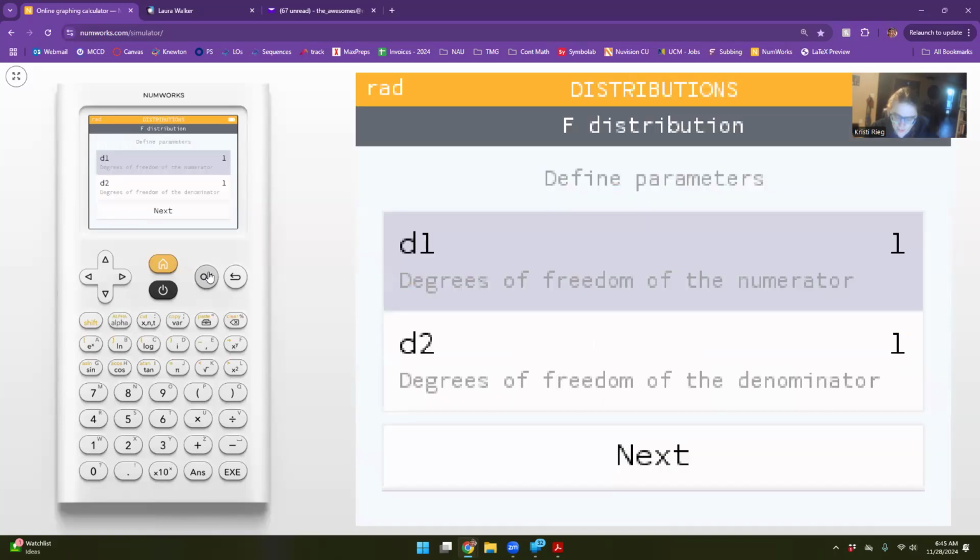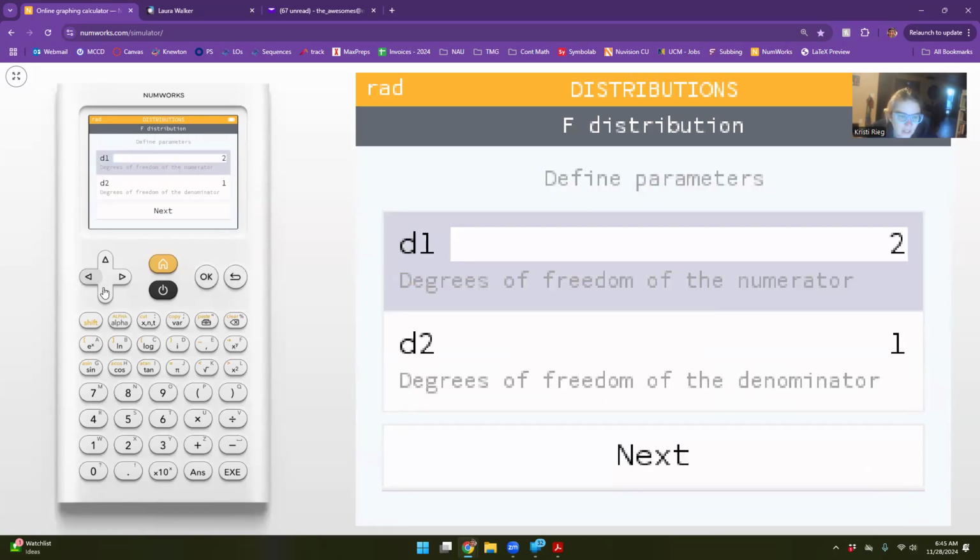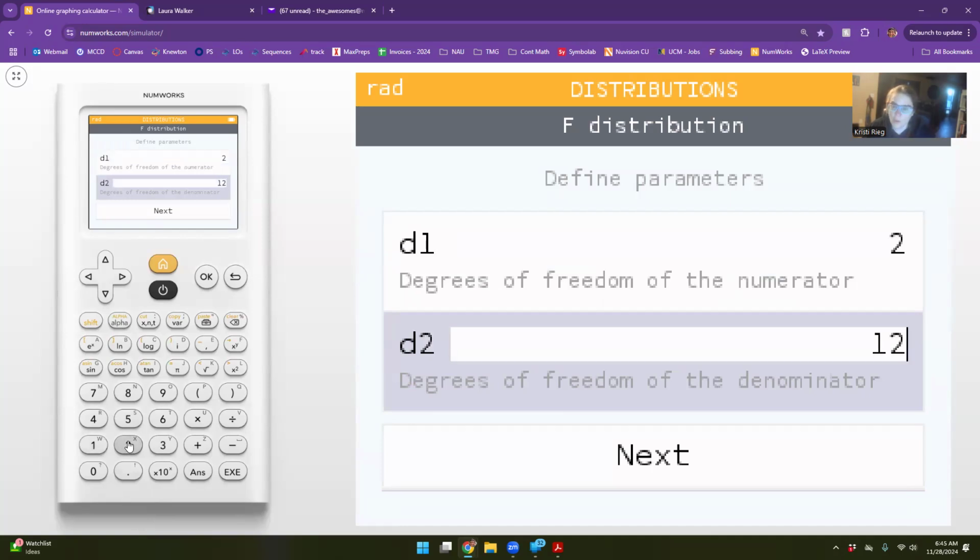It asks for the degrees of freedom for the numerator, which was 2, and the degrees of freedom for the denominator, which is 12. This one uses slightly different notation. They call it D1 and D2, but it doesn't matter because they write it out very clearly in words what they're looking for. So this is not asking for N and K. This is asking for the final answer when you've calculated the degrees of freedom for the numerator and for the denominator.